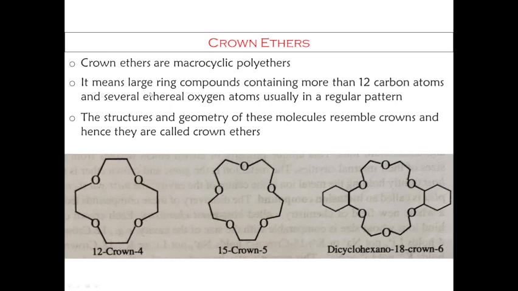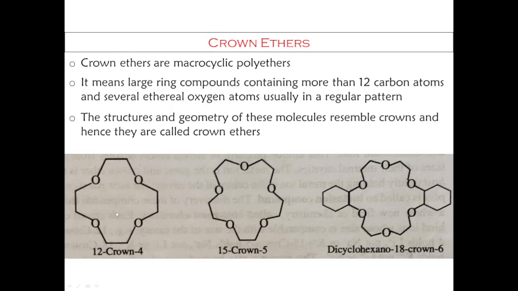It means that a macrocycle is a large ring compound containing more than 12 carbon atoms and several ethereal oxygen atoms, usually in a regular pattern. Normally it comes in a regular pattern, 12 carbon atoms or more, and also several ethereal oxygen atoms are there. Okay. The structures and geometry of these molecules resemble crowns, and hence they are called crown ethers.